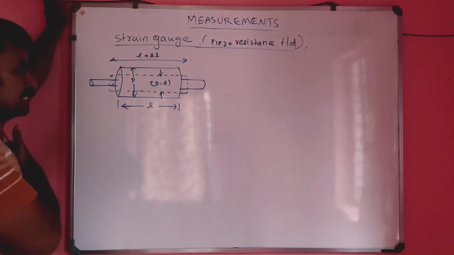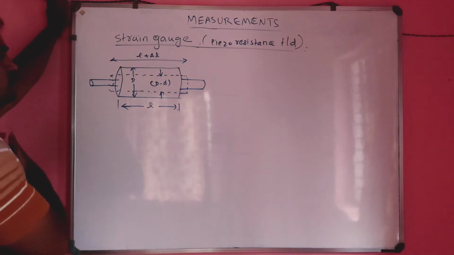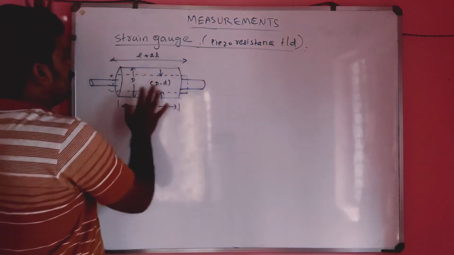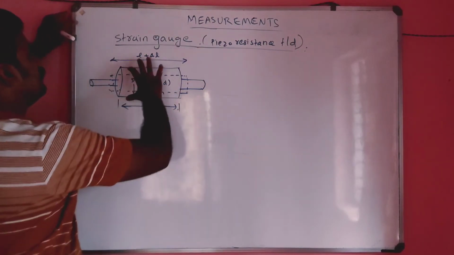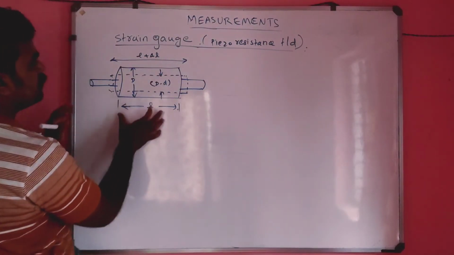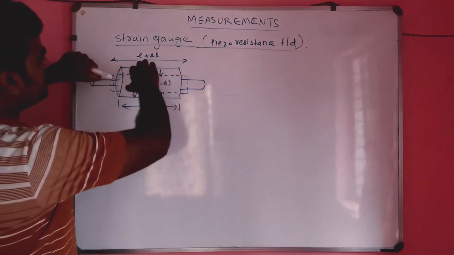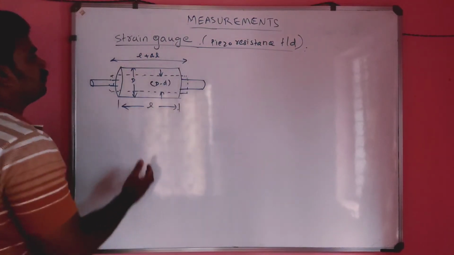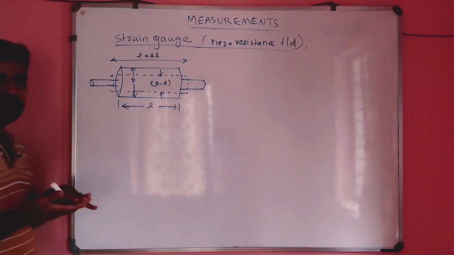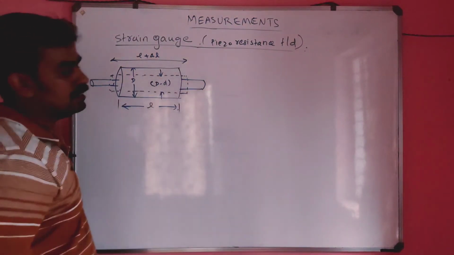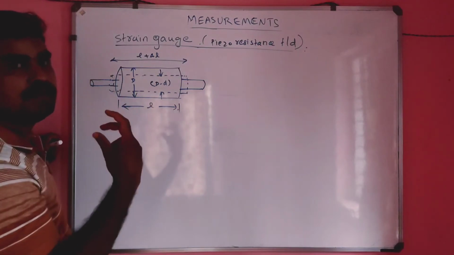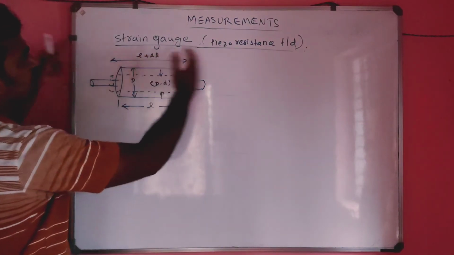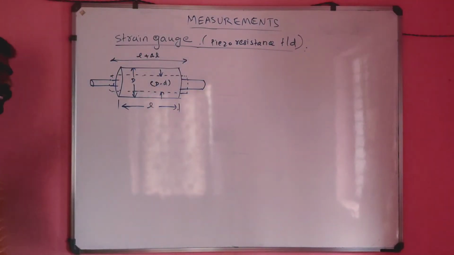So strain gauge is nothing but, my dear, suppose you take a material, a conductor, initially with a diameter d and initially with a length L. If you stretch this conductor, what happened? Its area of cross section will be reduced, its length will be increased. The diameter will be reduced, not d but d minus delta d will be the new diameter, and the length will be increased to L plus delta L.